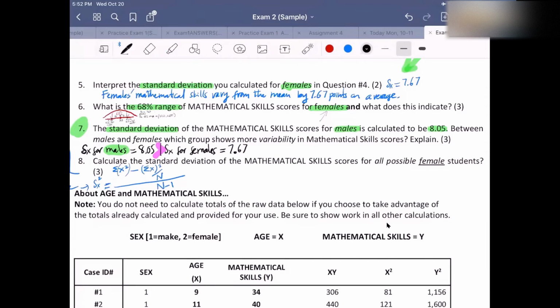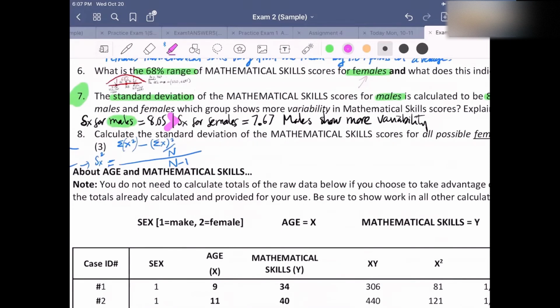Okay, so you should say, males show more variability because their standard deviation is larger than females' standard deviation. That's how you would explain on the exam. Okay. All right. Let's take a break and be back at 6:05.